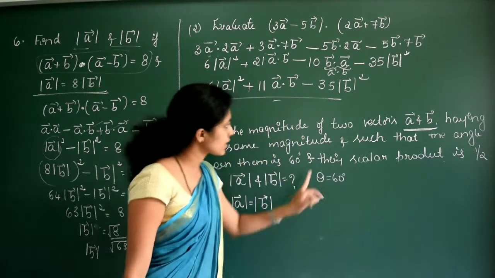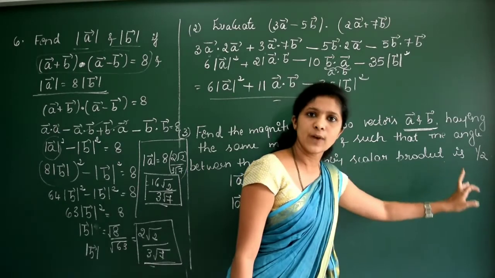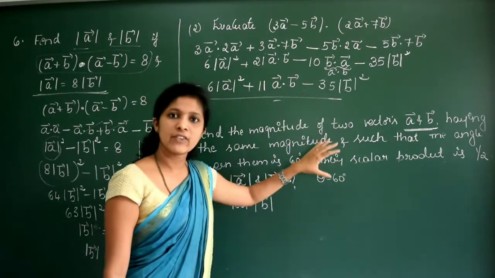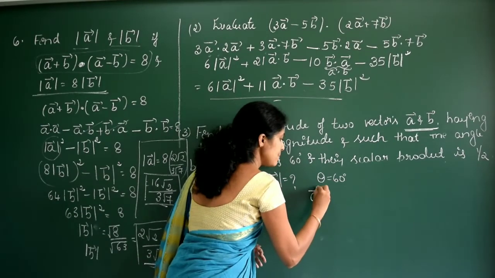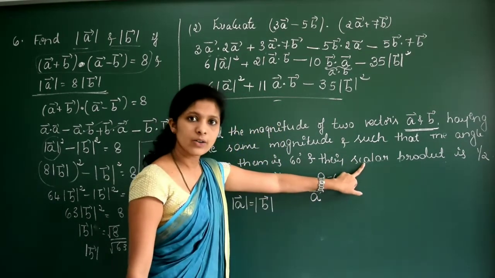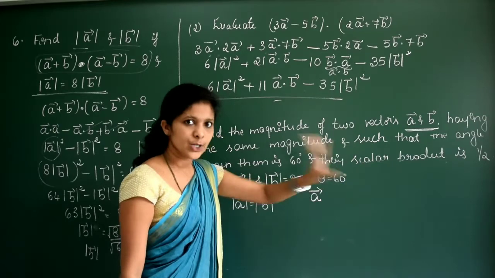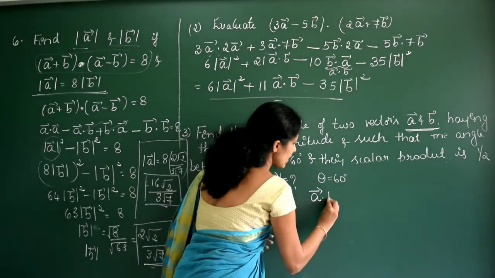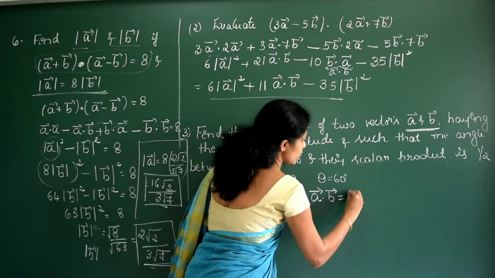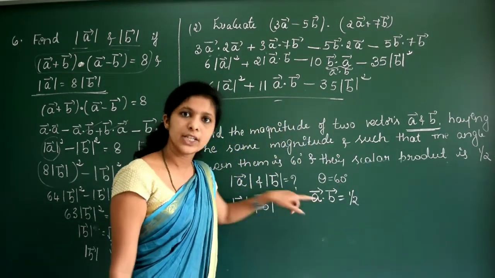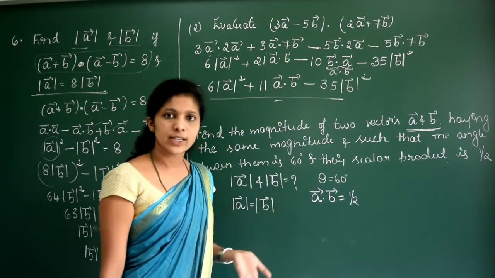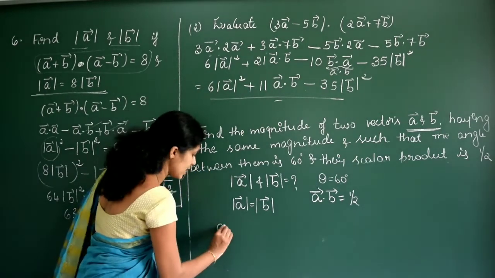And one more thing, the scalar product is 1 by 2. Scalar product of A vector and B vector, or dot product of that, is 1 by 2. So this is A vector dot B vector is equal to 1 by 2, given. Since the angle is given and the dot product is given, we need to find the magnitude. We can go with the A vector dot B vector formula, right?